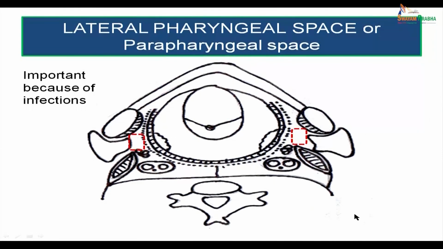Then we come to the next space, the lateral pharyngeal space. It is also called the parapharyngeal space. So, where does this space lie? It lies medial to the parotid gland and lateral to the buccopharyngeal fascia, but it is lying in front of the carotid sheath. So, very important, the carotid sheath is separating this lateral space from the retropharyngeal space. This space is also important because of infections.